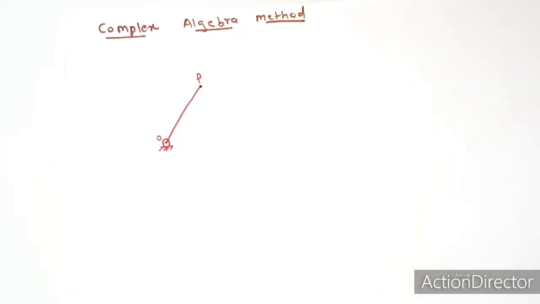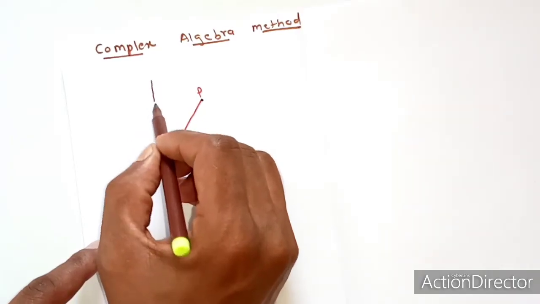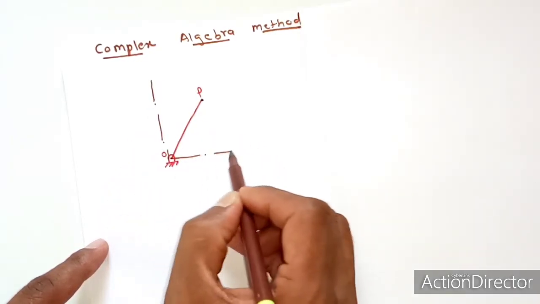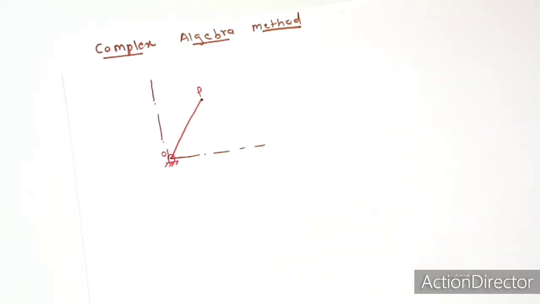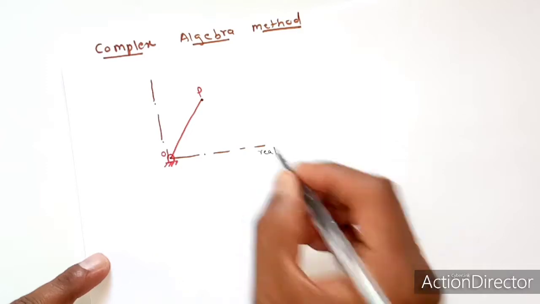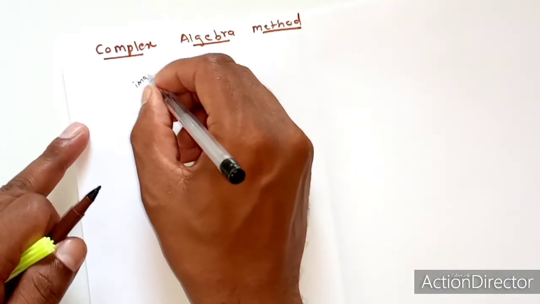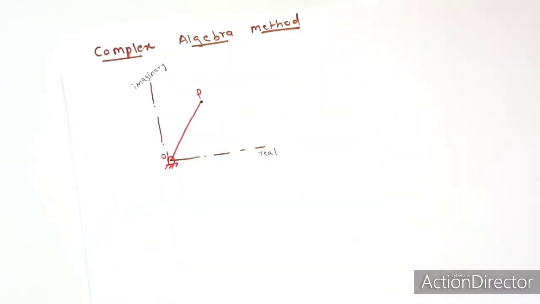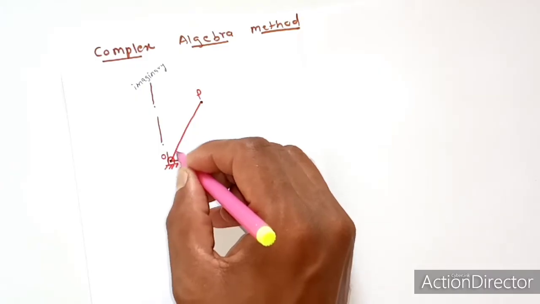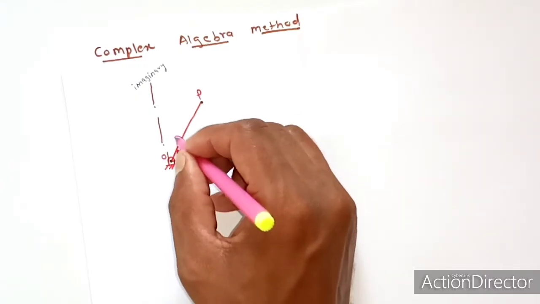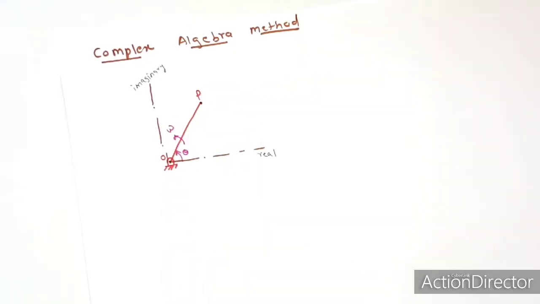For that, let us place this link in a complex plane which consists of one real axis and one imaginary axis. Say this is real axis and this is imaginary axis, and we have placed the complex coordinate system at pivot point O as its origin. Now at the instant shown, let us suppose that the instantaneous displacement of the link from real axis is theta and the link is rotating with angular velocity of omega radian per second in counterclockwise sense.